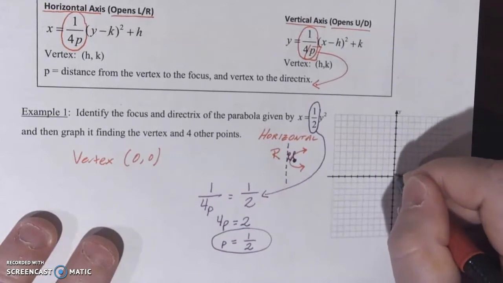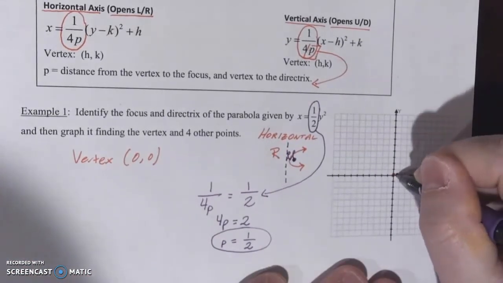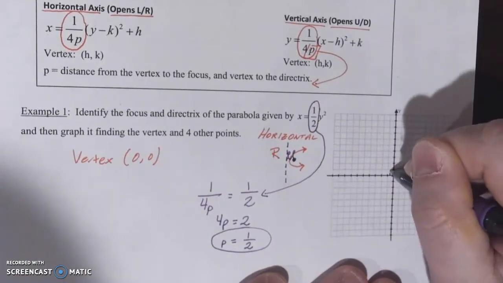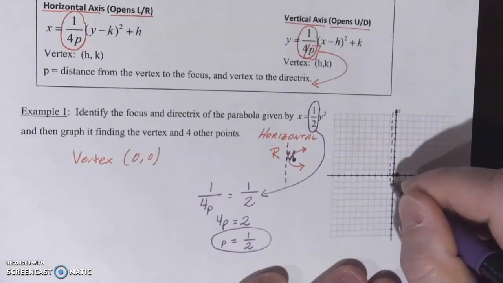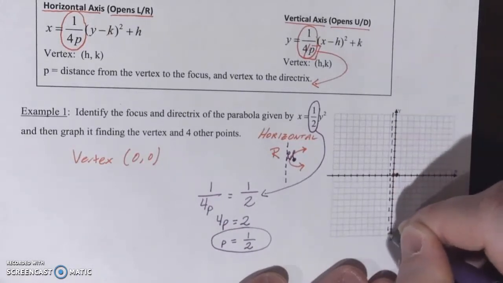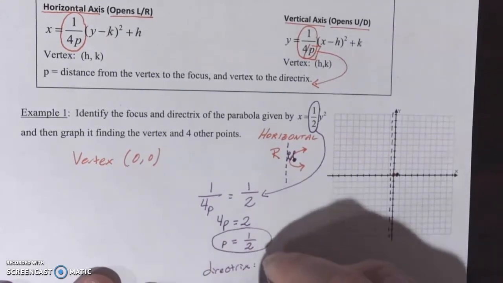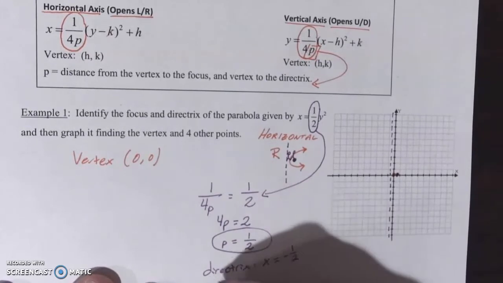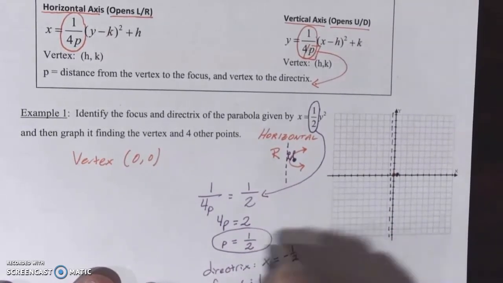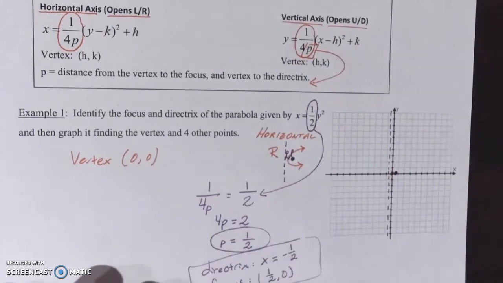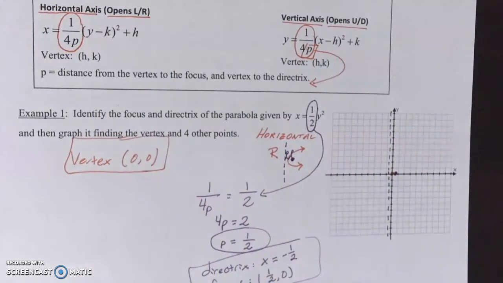So our vertex is going to be at 0, 0. Our focus is going to be right there. Our directrix is the line x equals negative 1/2. The focus is at the point 1/2, 0. So we've done everything they've asked us to do other than graphing those other 4 points here.